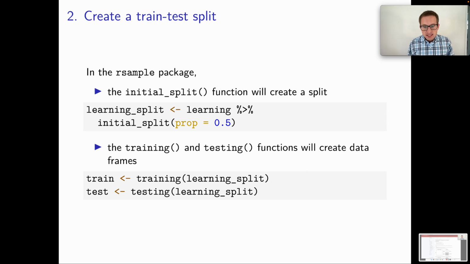Then the training and testing functions will create data frames from this learning split object we've just created. So train is going to be a data frame containing the training observations. Test will be a data frame containing the test observations.